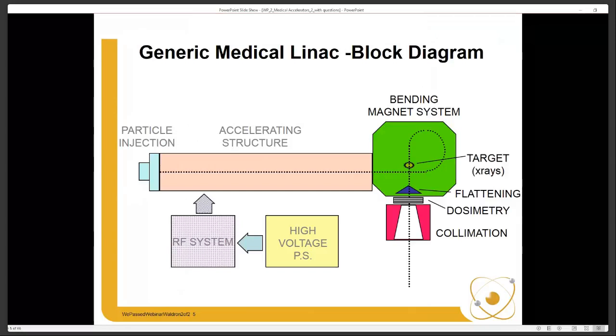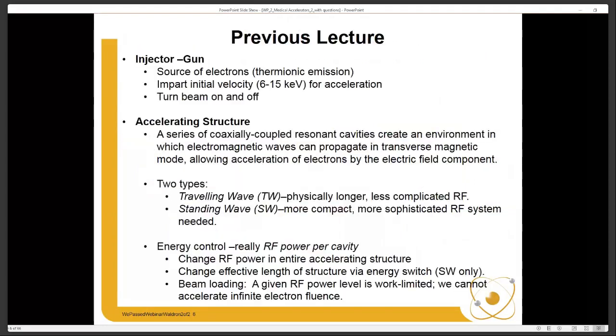So for today's lecture, we're going to be covering the items that are bright. We'll briefly talk about what's happening in a bending magnet, just to have a little overlap from last time. We will talk about targets or production of X-rays. We'll then talk about methods of making the beams uniform in intensity, dosimetry and dosimetry devices internal to the machine, and then collimation or beam shaping. In each case, we'll be doing this both for photons and electrons. I will be jumping back and forth a little bit between photon and electron when it comes to each of these items. So here's the very brief recap of the previous lecture.